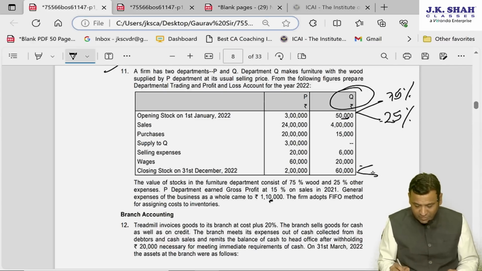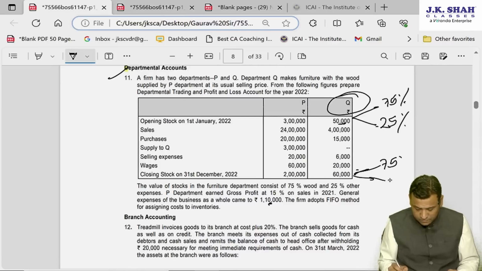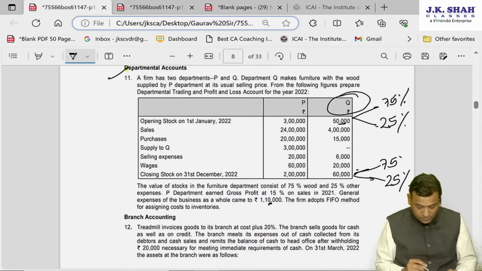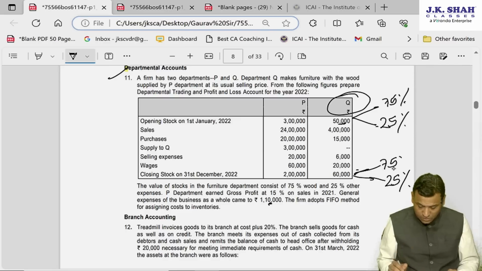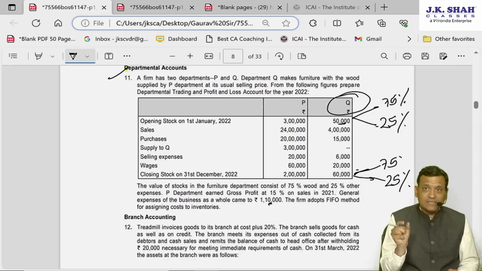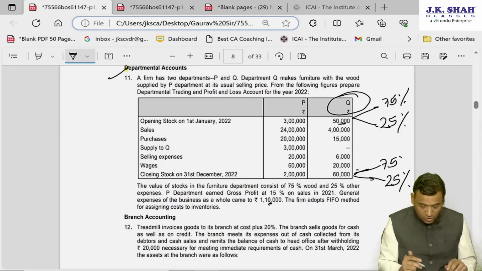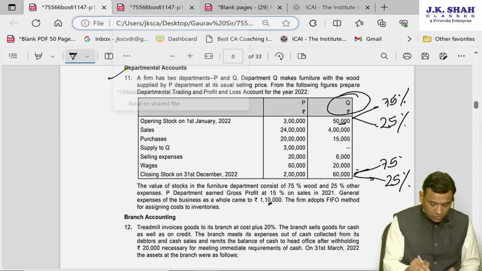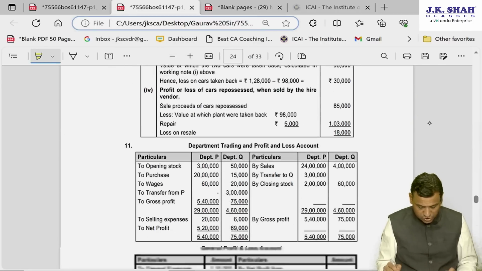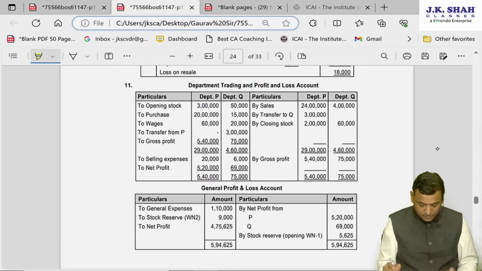Again, closing stock I will bifurcate. Something is received from the P department. So on that 60,000, 75%, that is the selling price, that has a profit of 15%. So that is nothing but stock reserve on closing stock and opening stock. So here it is.